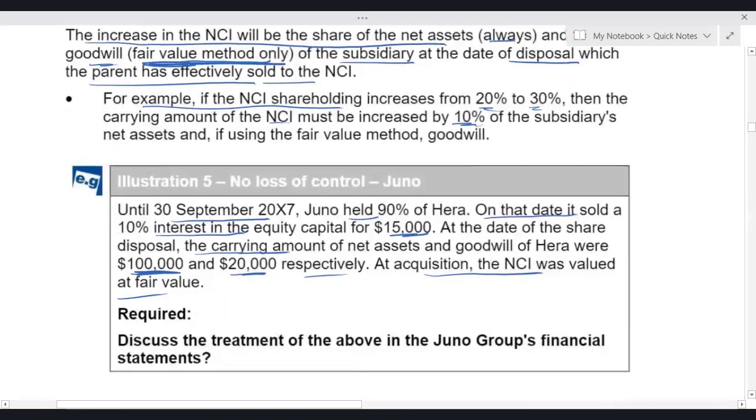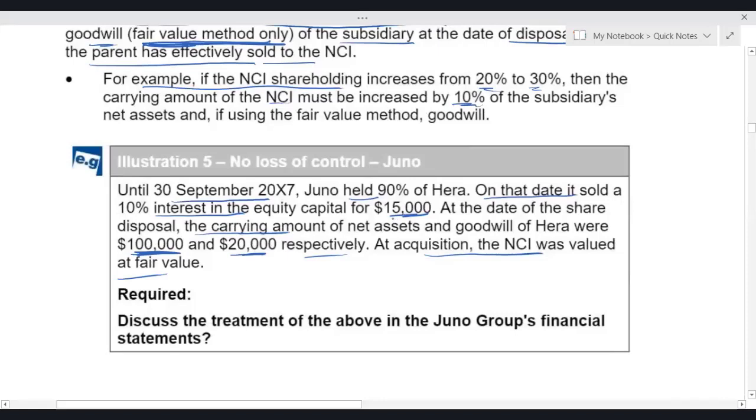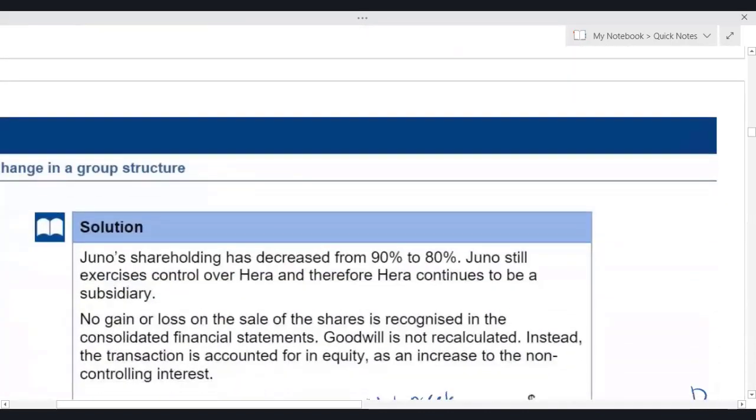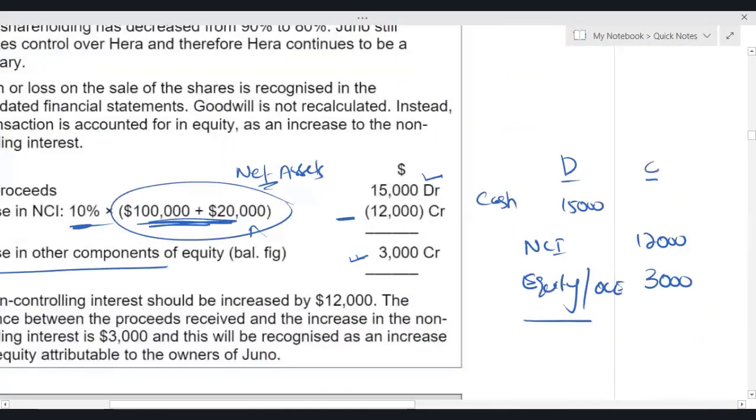Now look at this again. We are getting cash of 15,000. At the date of share disposal, the carrying amount of the net assets and the goodwill: this is net assets and this is goodwill. So we are getting 15,000 and we are simply disposing of net assets of 12,000. So NCI increases by 12,000. We are getting cash 15,000, so simply 3,000 is our gain, and that gain goes to equity, other component of equity.